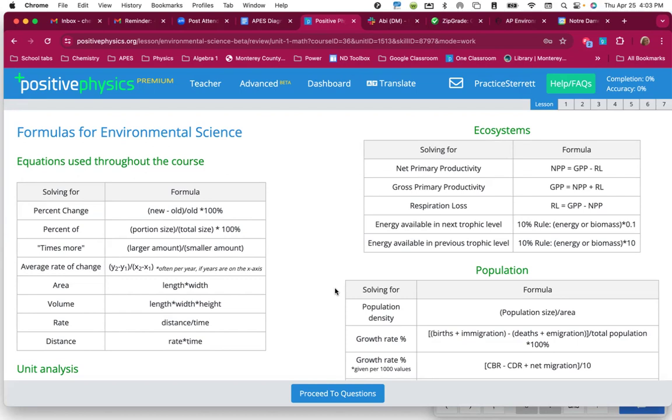I love also that the numbers are randomized. So when we write the questions, I'll show you guys some examples in a little bit, the numbers are randomized from kid to kid so that they can help each other. And I'll give you guys some examples of that.